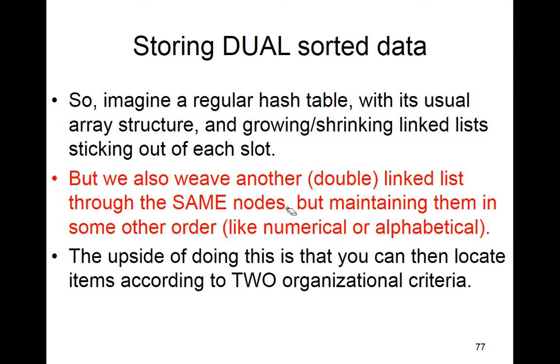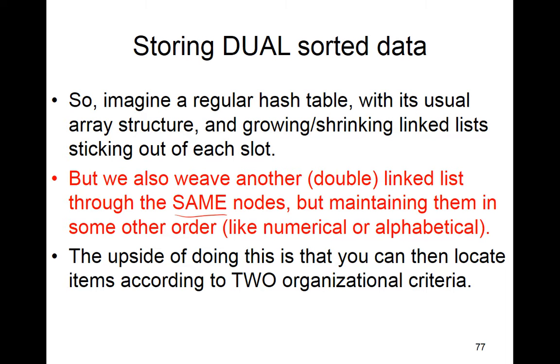But also, and I put this in red because you're going to see in the diagram that this is going to be in red, you can also weave another linked list, probably a double linked list, just because it'll help you with deleting and whatnot, through the same nodes. So the same is in caps for a reason. I'm not going to just redo it and say, let me have a names hash table and an ID number hash table.